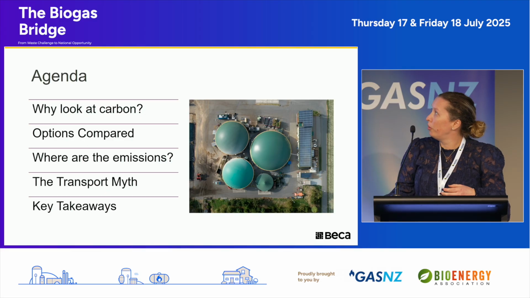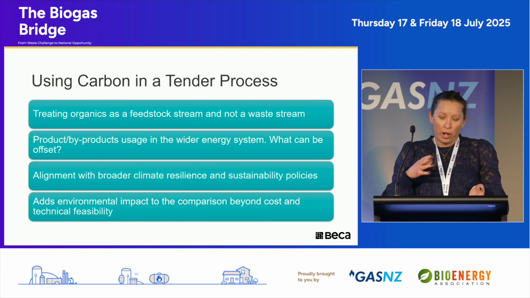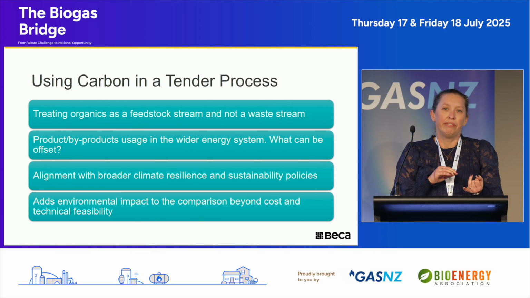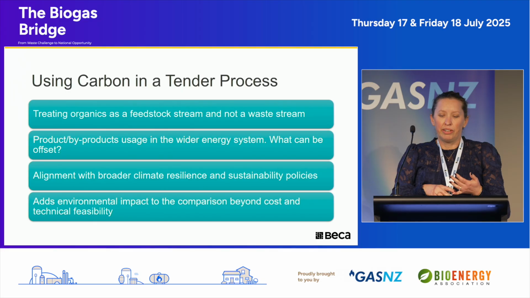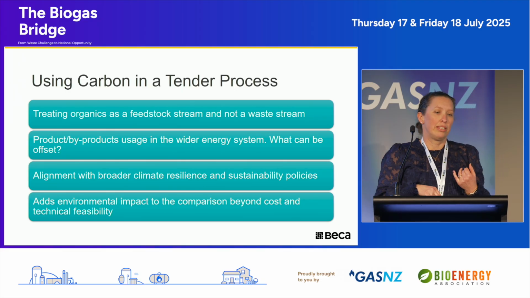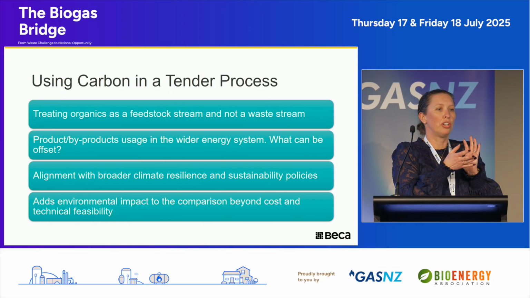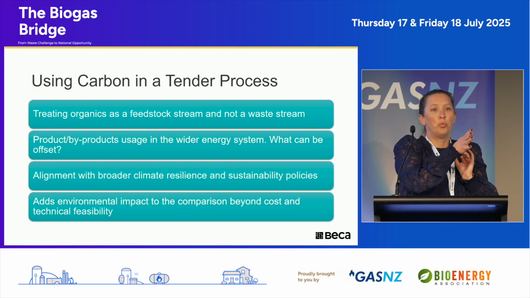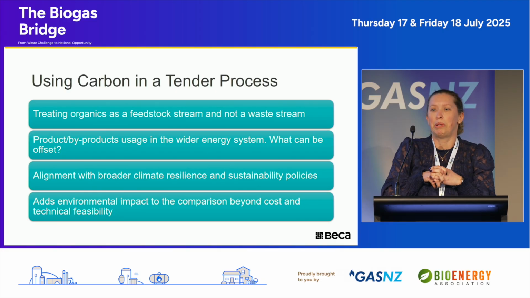So first up, overall, using carbon in a tender process, why would you look at this? For me, it's a lot of what people have touched on today. Carbon and organics are a really valuable feedstock. They shouldn't really be considered a waste stream. If you're going to look at an option, where you say, what different technologies should I use, or what should I do with the organics that I have in my waste system? What's the best thing for me to do with them?